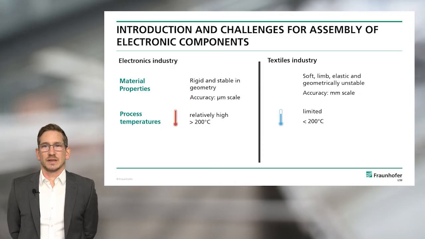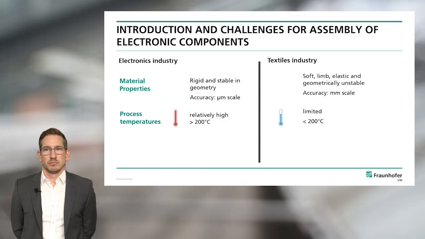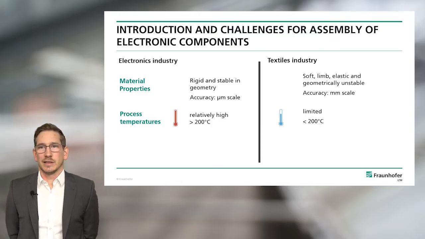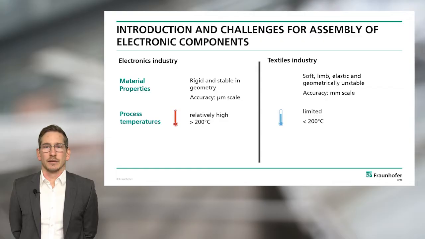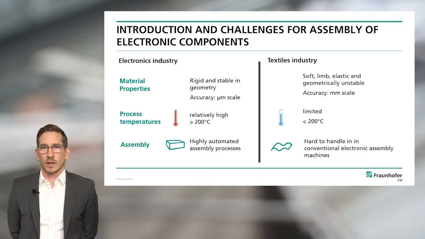The next thing is considering temperatures. Most of the common assembly temperatures, for example, for lead-free soldering in the electronics industry, are quite high, easily above 200 degrees C, often also above 250 degrees C. This is very harsh for most of the textiles, because most of the textiles degrade above 200 degrees C or even below.